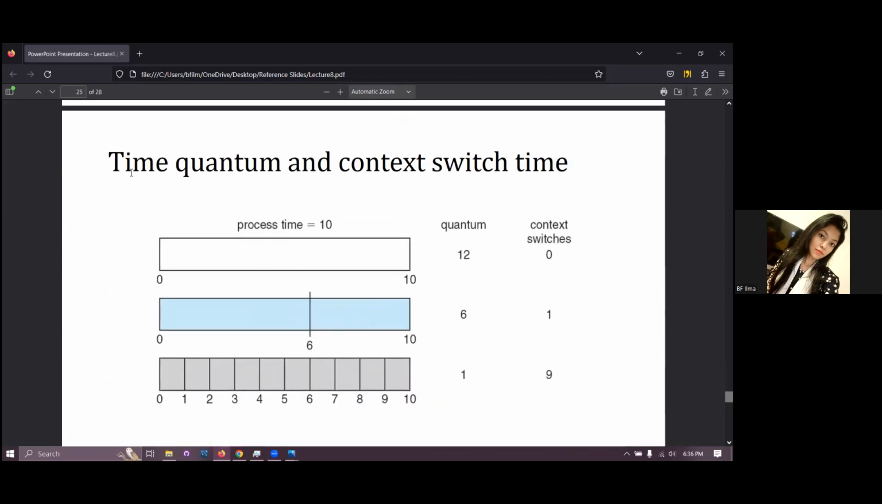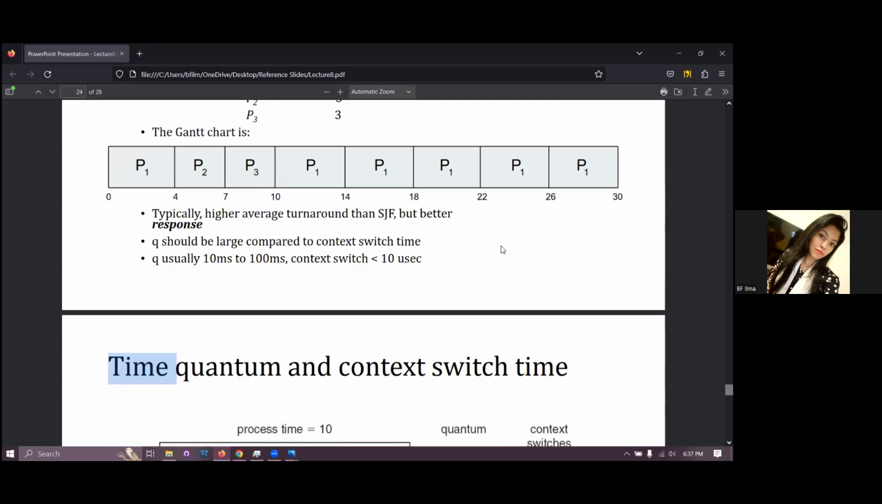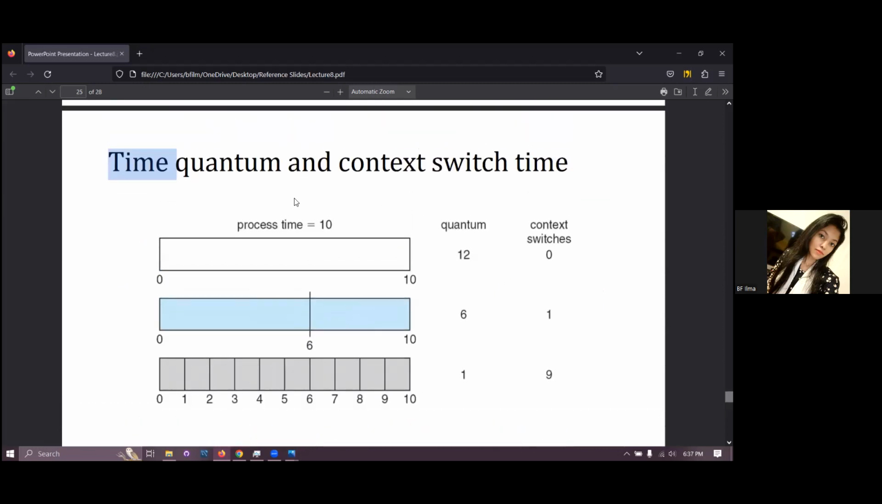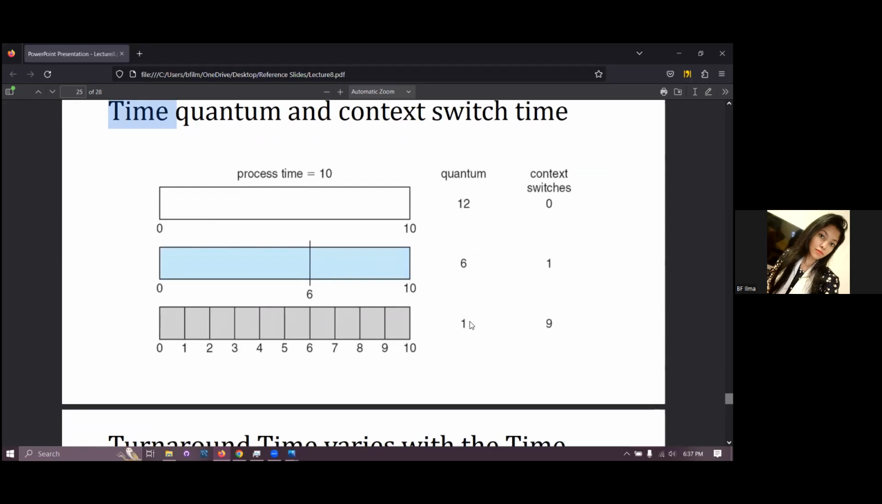However, when we consider the size of this time quantum, if it is too large, that means it reduces into first in, first out. Basically, whatever comes first is executed, and then the others. So in this case, time quantum is 12. So then it basically becomes a first in, first out scheduling algorithm. If the time quantum is very small, for example 1, then each 1 millisecond, the process is preempted and another one is run.